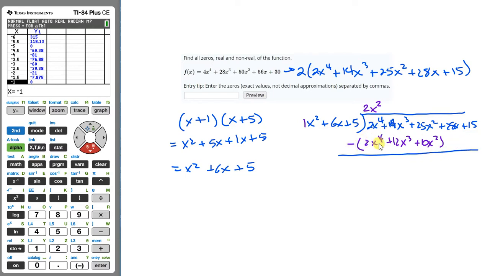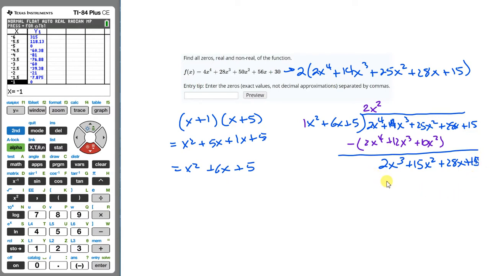2x to the fourth, take away 2x to the fourth is gone. 14, take away 12 leaves me with 2 of those guys. 25, take away 10 leaves me with 15 of those guys. And then bring down the 28x and the 15. Oops, that's a 15, sorry. Let me squeeze that in there.